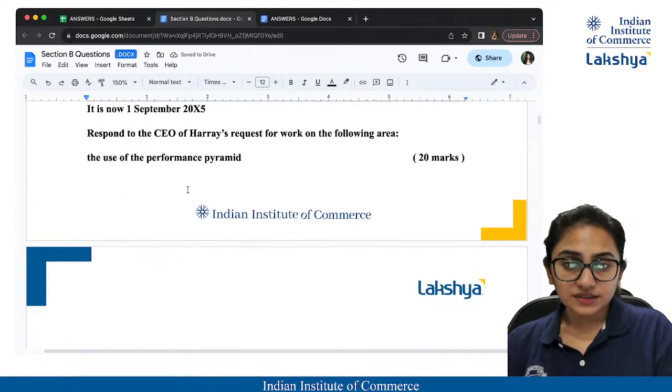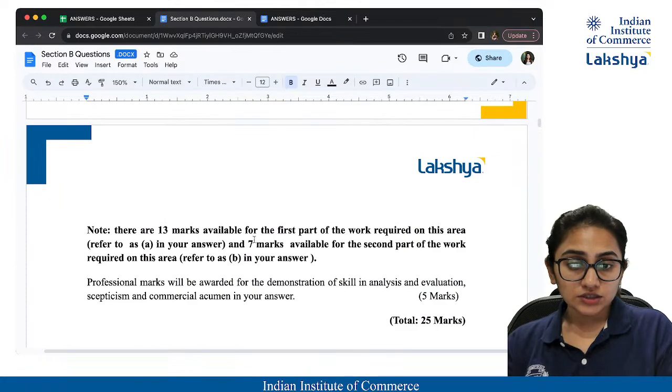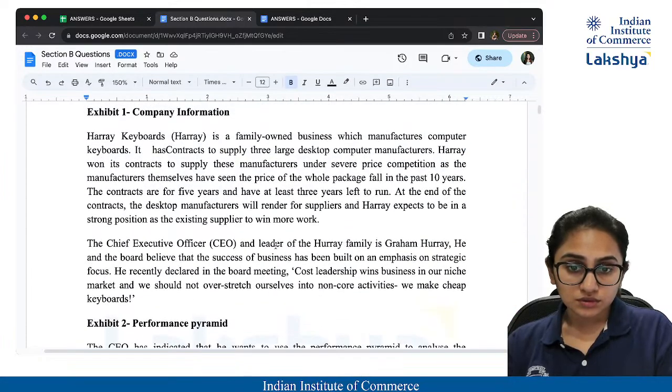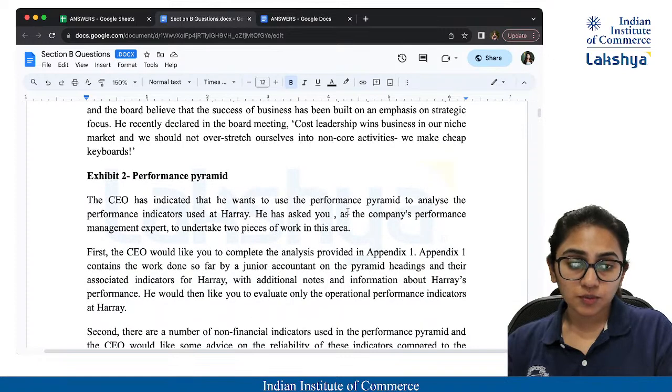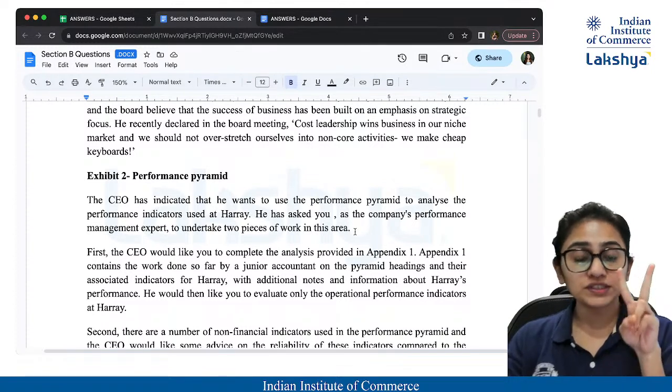Now what they have said is: respond to the CEO's request for work in the following area, the use of performance pyramid. 13 marks available for the first part of the work required on this area. The CEO wants to use the performance pyramid to analyze the performance indicators used at Harry. He has asked you as the company's performance management expert to undertake 2 pieces of work in this area.